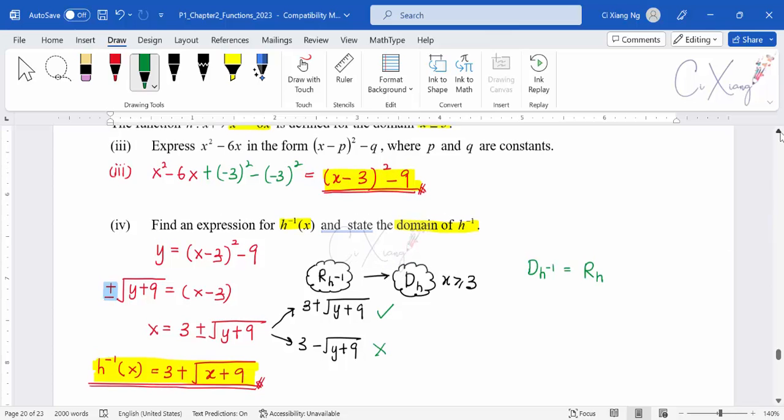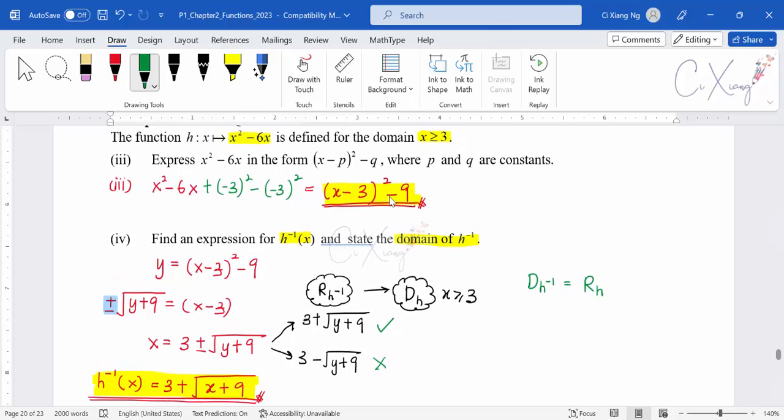To know the range of the original function, I need to look at this one. This is my original function. After completing the square, this is what I have. From here, I roughly know that it is a U shape, the smiling face, because the coefficient here is a positive value. Then I know that my minimum point will be (3, -9). This is 3, and my graph might look something like this. My graph didn't follow the ratio, so it will look a bit weird, but never mind. This is -9. It will pass through 0 and also 6.